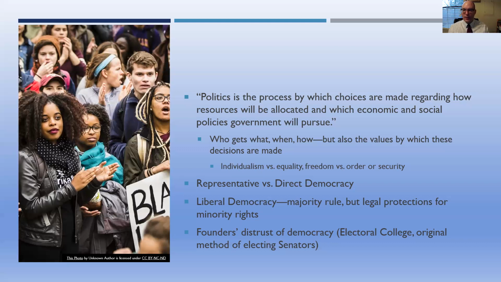Okay, a few other major points here, then we'll talk about the actual major institutions of the government. Pretty simple, pretty straightforward introduction here.